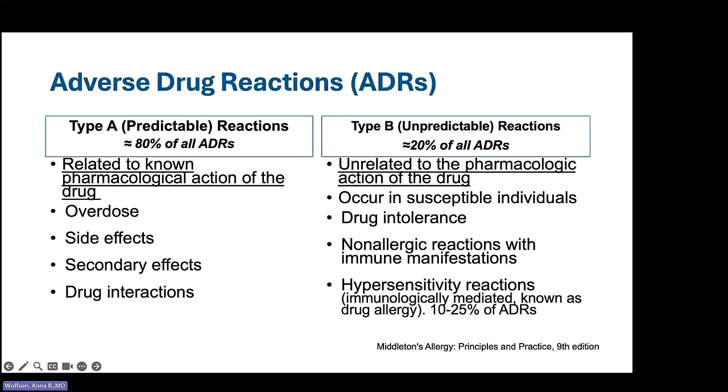This is where we spend most of our time thinking about the research and understanding how it impacts patients: type B, unpredictable reactions. And this is unrelated to the pharmacological action of the drug. Another way of thinking about it is that only susceptible individuals are going to experience this. The problem is we don't know who is necessarily susceptible without actually having them experience the event. Sometimes it can be a drug intolerance, and so that would be more like, some patients have nausea and vomiting, for example, but it also can be non-allergic reactions and immune manifestations, so for example, drug-induced liver injury.